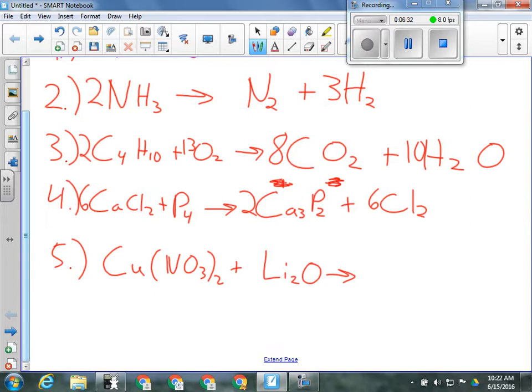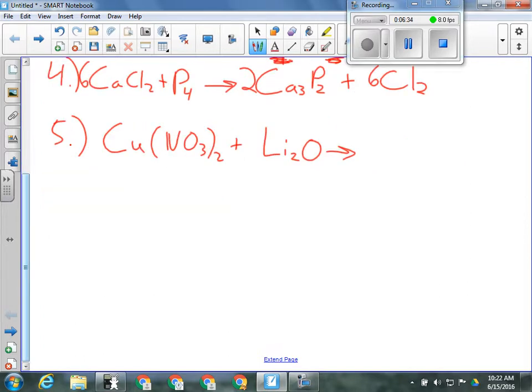And then our last one. Okay, I have 2 ionic compounds reacting with each other. That's a double replacement reaction. In a double replacement reaction, we swap the metals, so everything gets a new partner. So copper will end up with oxygen. Lithium will end up with nitrate. And I don't know whether that's going to need brackets, so I shouldn't put them there just yet.